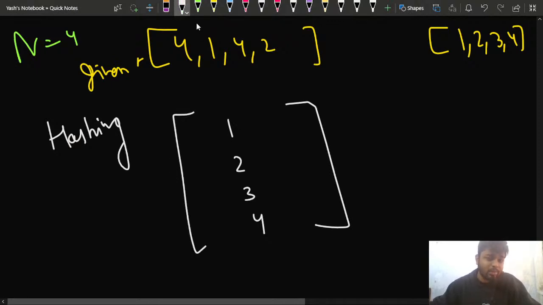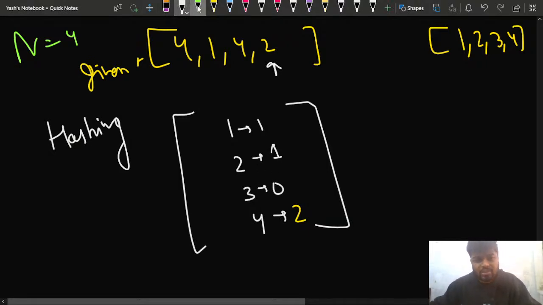So I'll iterate through the array one by one. I'm at this element 4, so its frequency is 1. Then I'm at this element 1, so its frequency is also 1. Now I'll be at this element 4 again, and I have already incremented its frequency, so its frequency will now become 2. Next step, I'll be at this element 2 and I'll mark its frequency as 1.